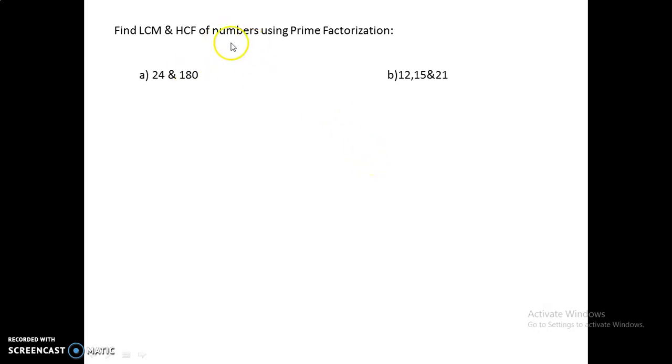So the question is, first one is 24 and 180. So now I will write this 24 and 180 as powers of prime factors. So coming to this 24, it is divisible by 2. So 2 into 12 is a factor of this 24, and 12 again can be divided into a tree of 2 into 6, and this 6 can be again divided into a tree of 2 into 3. So finally the product of this 24 can be written as 2 into 2 into 2 into 3.